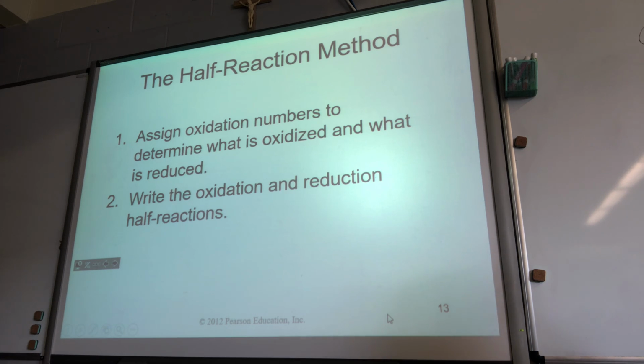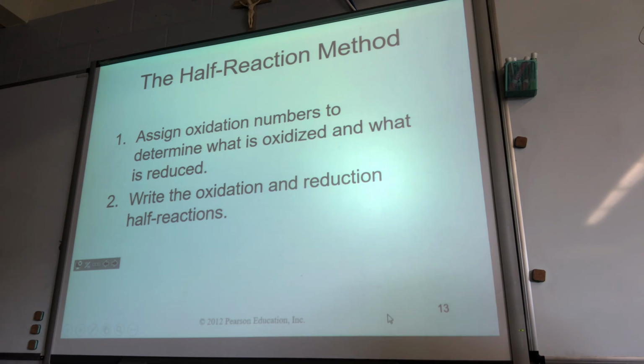First step, get your oxidation numbers so you can determine what's oxidized, what is reduced. Second step, separate them into two reactions. And we are going to go through this together a couple of times. We're going to do some examples. You're going to do them on your own. That's what the next couple of days in class is. Today and tomorrow, technically. Possibly Monday if it takes so long.